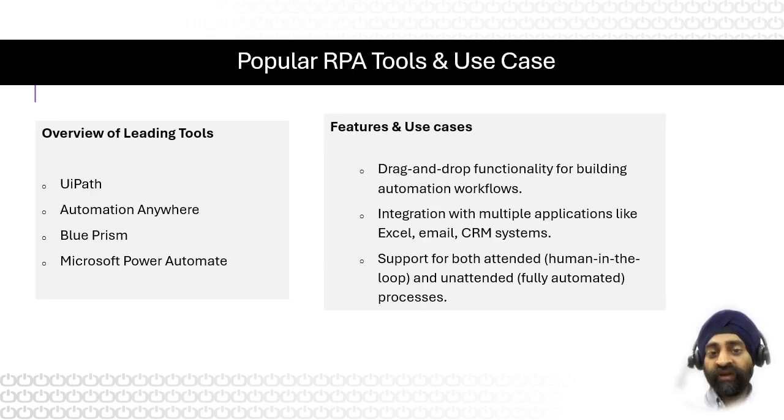Let's move on, wherein we will talk about the popular RPA tools and some use cases with those RPA tools. There are certain tools, the first one being UiPath. UiPath is one of the most popular RPA tools. And why is it popular? Because it has a user friendly interface. You can Google UiPath and you will see the interface of it. That interface allows even non-programmers to build automation workflows.